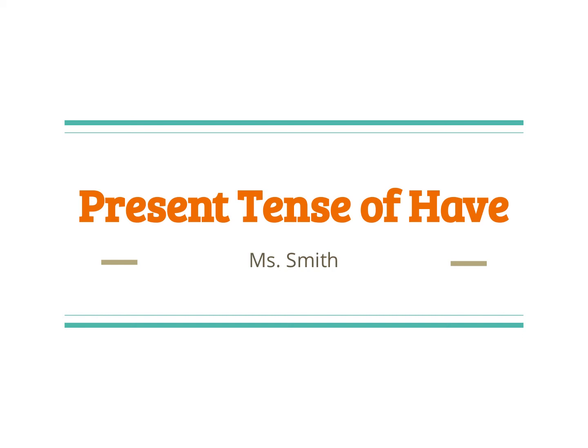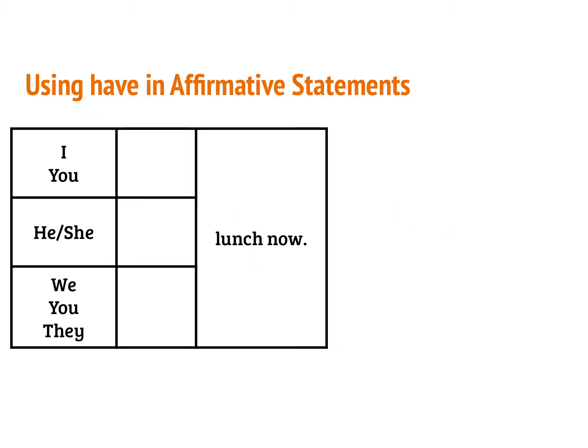Hello students, today we're going to be learning about the present tense of the verb have. Let's get started. Now let's talk about using have in an affirmative statement. So using the verb have is something that we do all the time, and we can use the verb have in two ways. The first way we can use the verb have is as a helping verb.